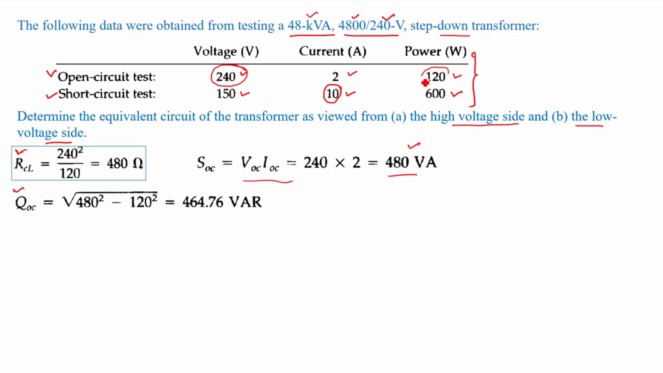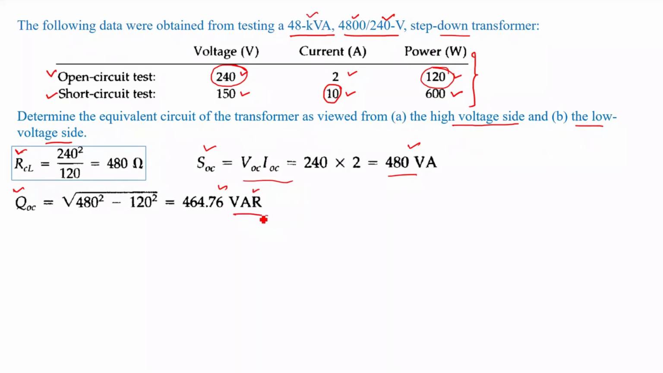This is your POC, right? 120 watt, and SOC I know. So QOC will be the square root of SOC square minus POC square. So SOC is 480 square minus POC is 120 square, under the square root. That gives me 464.76 volt-ampere reactive.